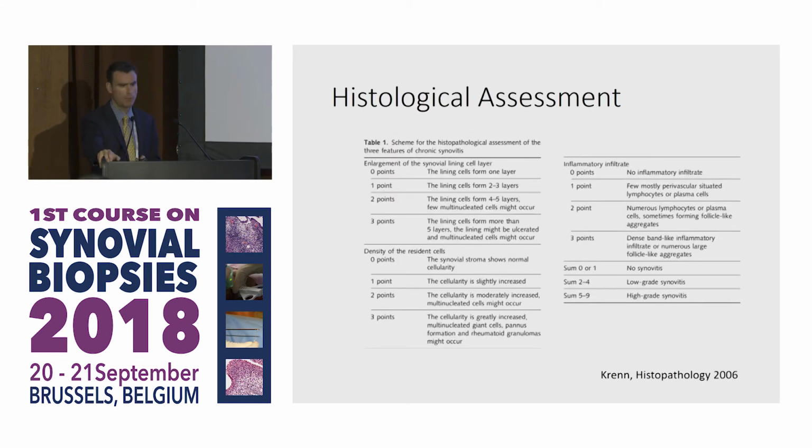This is probably the first and only known validated synovial tissue scoring system for H&E staining developed by Krenn back in 2006. And he essentially has a score out of 9 broken into 3 parameters, each scoring between 0 and 3. And he breaks it down to enlargement of the synovial layer itself. The synovial stroma shows the density of the resident cells in the stroma proper, and then separately the inflammatory infiltrate. And it's the sum of these 3 parameters that gives you a score out of 9.